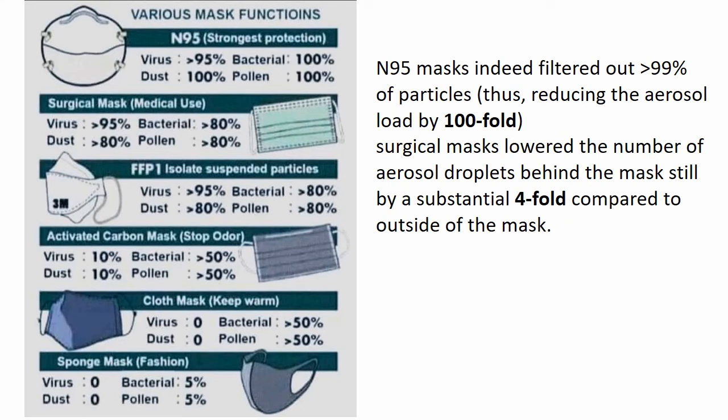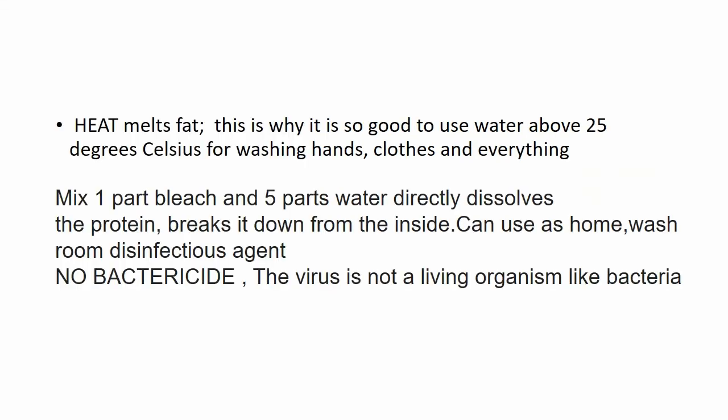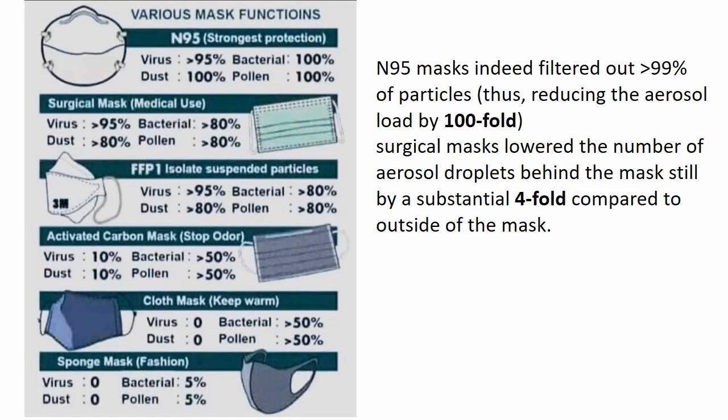In this slide, you can see different types of masks and their efficacy. N95 masks indeed filtered more than 99% of particles. Surgical masks lowered the number of aerosol droplets behind the mask by a substantial fourfold compared to outside of the mask. As you can see, cloth masks and sponge masks do not filter the virus and are not effective at all.